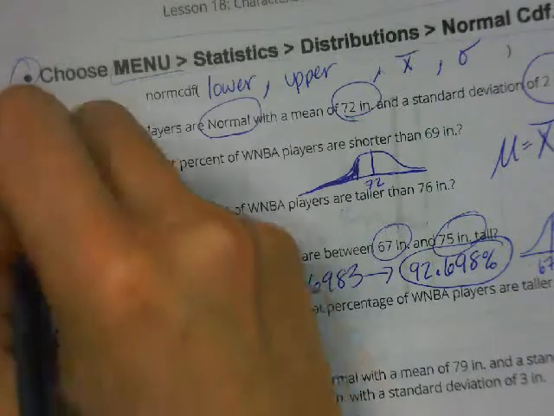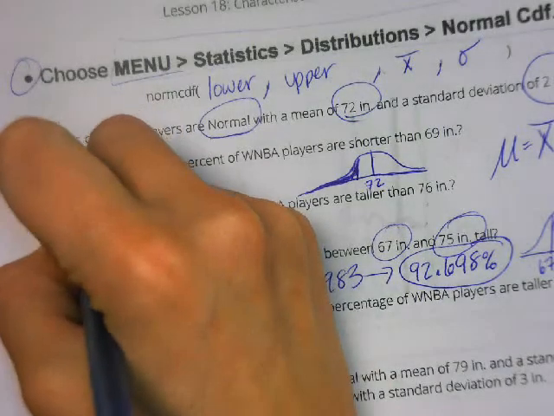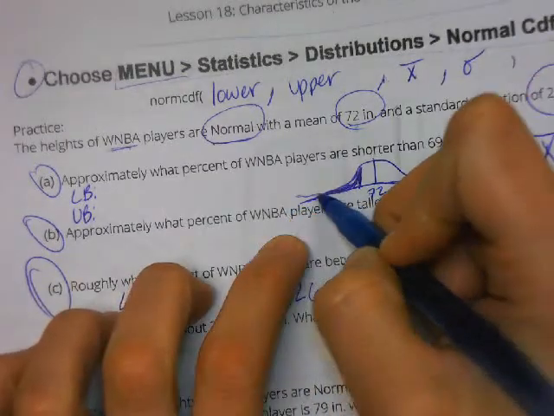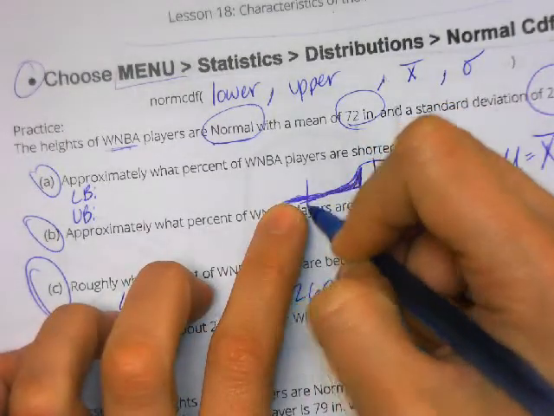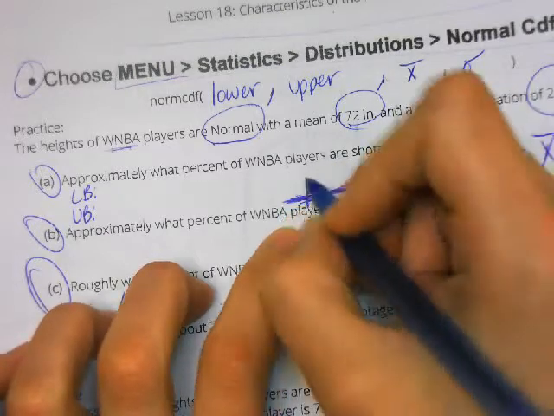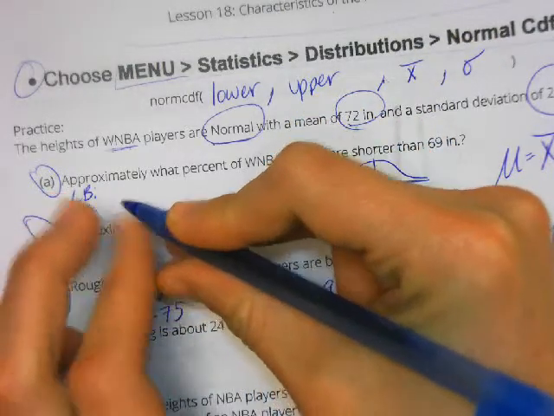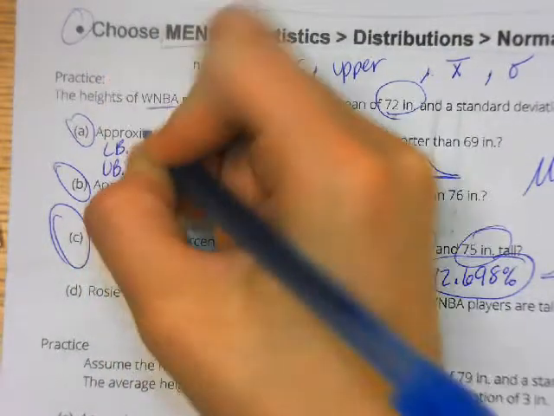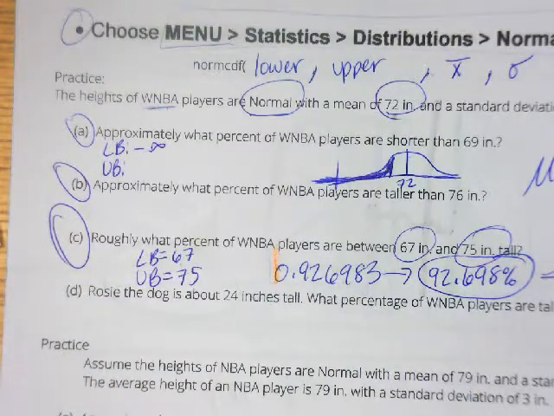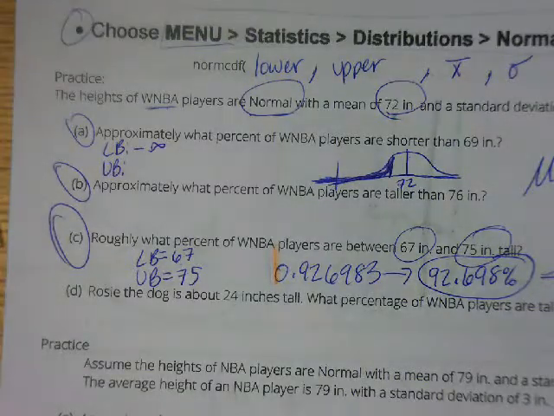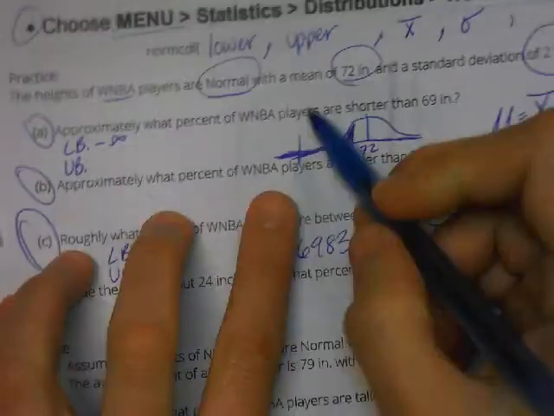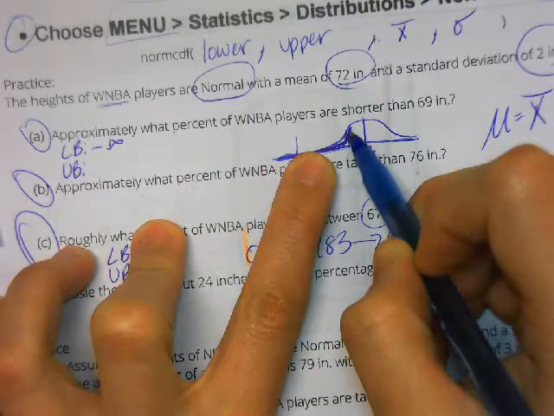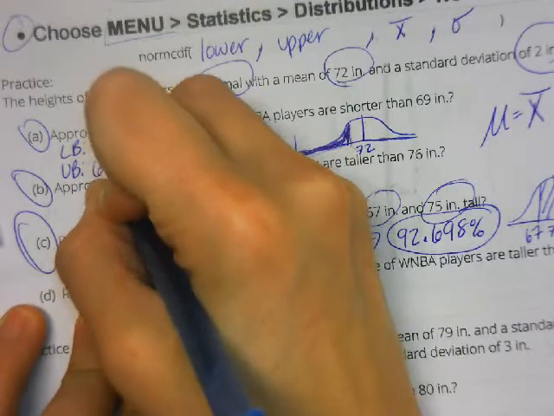So I need to find my lower bound and upper bound. Well, this graph right here, it doesn't stop anywhere. It keeps going, and it keeps going, and it keeps going. And the word for that is negative infinity. And it goes from negative infinity all the way up to this point right here, which is 69.